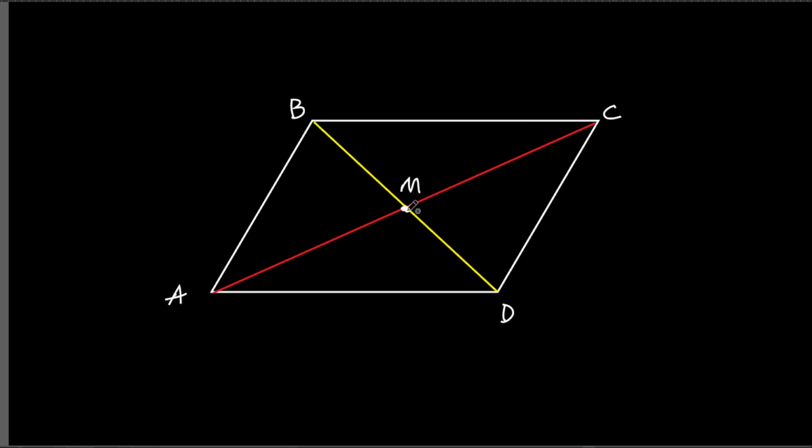But it looks like it's the midpoint, doesn't it? Yes. Now do you understand why I call it M? Okay, because it's the midpoint. So it is. All right, so M is the midpoint of AC, and also, what do you think? M is also the midpoint of BD. That's right. So here's what the theorem says.